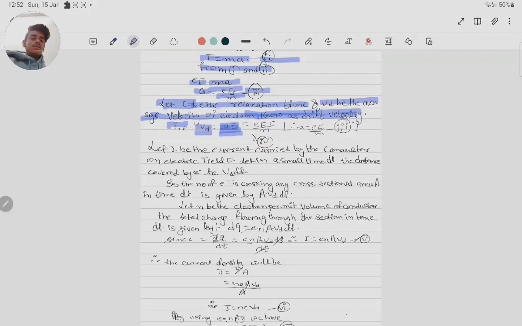We already got the value of the acceleration from equation 3. So we put the value of acceleration in there, and we get v_d = eE tau/m as equation 4, where a = eE/m.